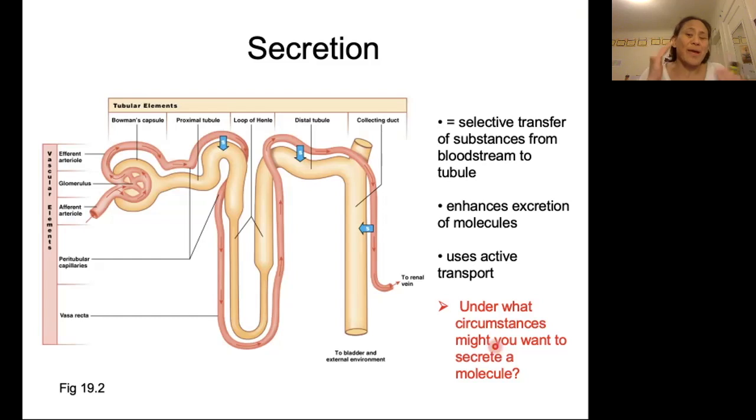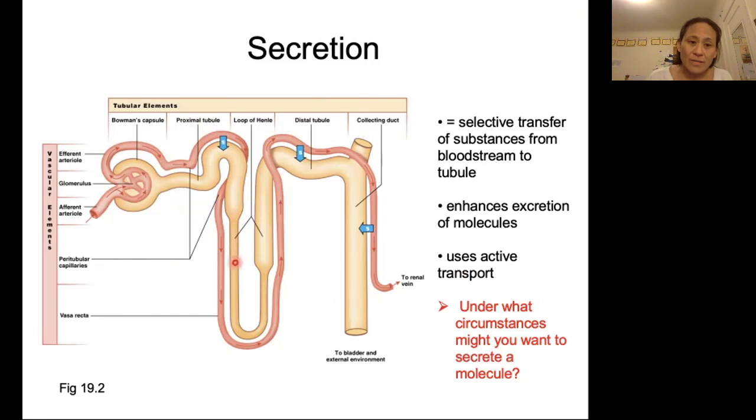Okay, so I don't know what ideas you came up with, but essentially, we're going to use secretion for waste products, right? So we want to get rid of waste products probably at a greater rate than we would get rid of them just by filtration. So we're going to secrete them, toxins, things like that, that we just want to get out of our bodies, okay? Those are the kinds of molecules that we're going to be secreting.